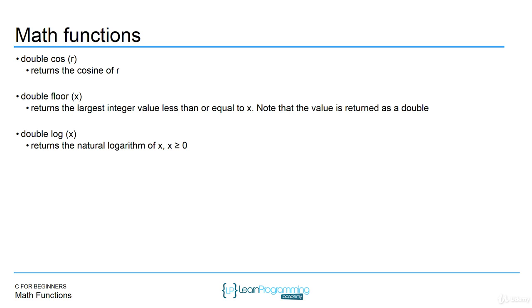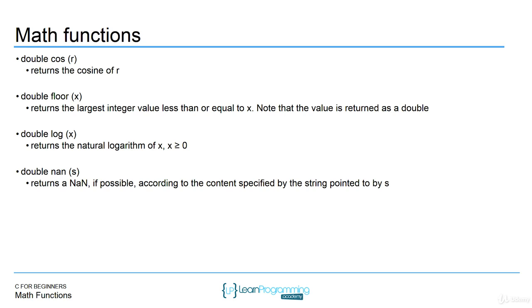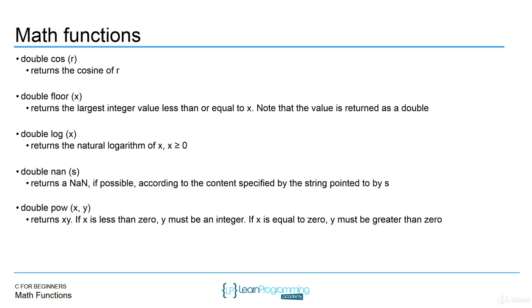log is the logarithm function, returns a double. nan is not a number. This returns a NaN if possible according to the content specified by the string. So this gets passed a string and it will tell you whether or not this is a number. If you passed in something like Jason, it would return NaN. If it was something like a number, it wouldn't, it would say it was a number.